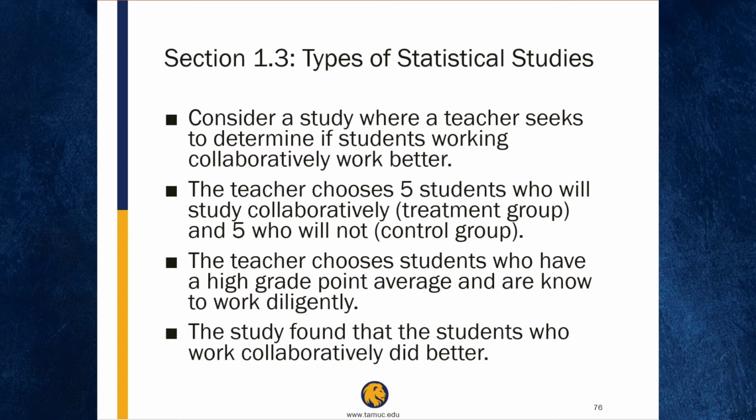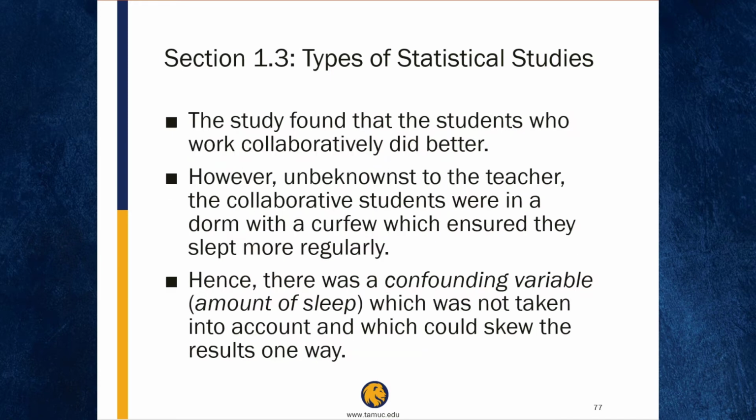The teacher chooses students who have a high grade point average and are known to work diligently. So this was done to try to take any variation out of play for how much they would actually work. And so the study found that the students who worked collaboratively did better. However, unbeknownst to the teacher, the collaborative students were in a dorm with a curfew, which ensured that they slept more regularly. So there was an extra variable.